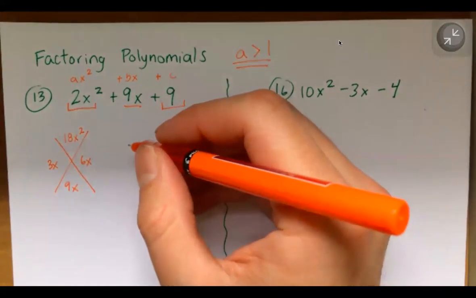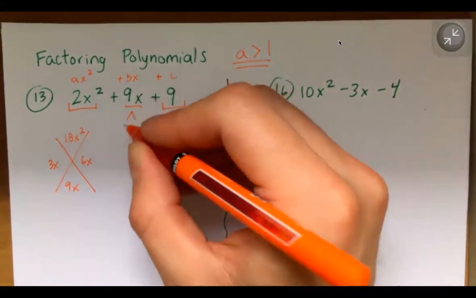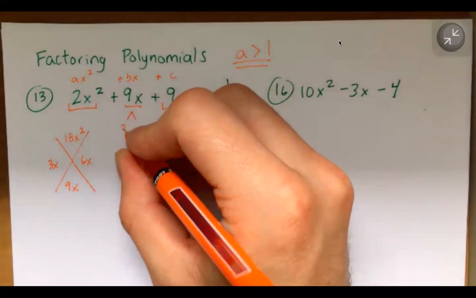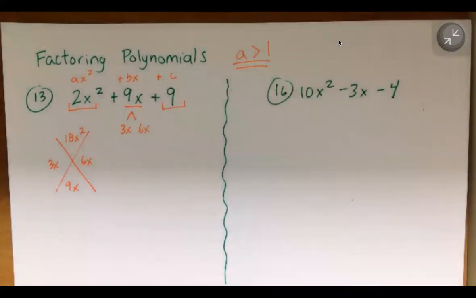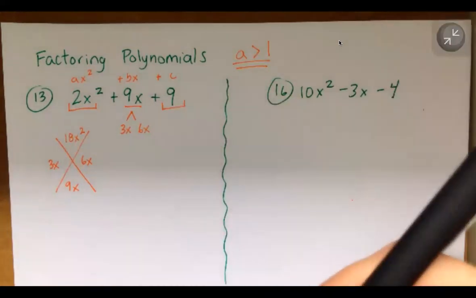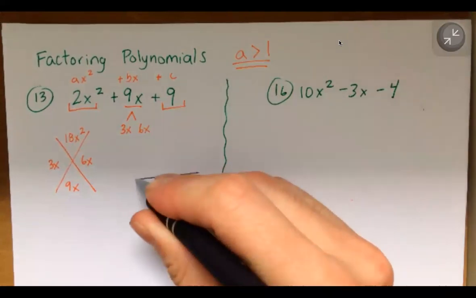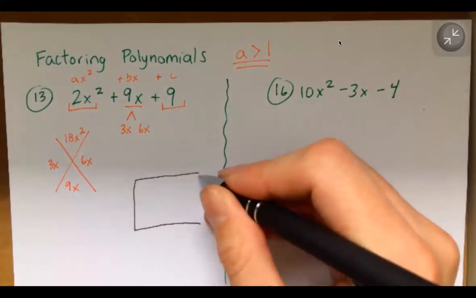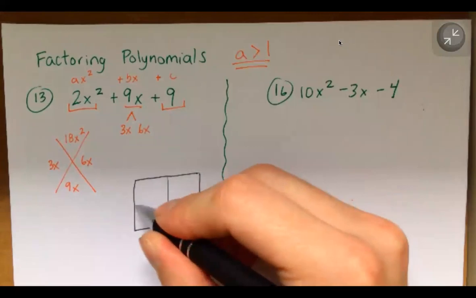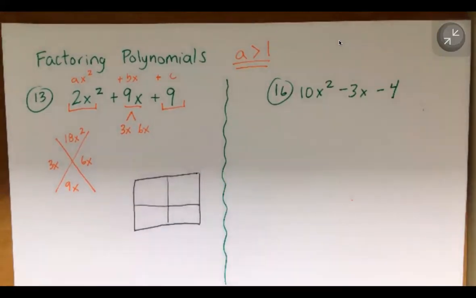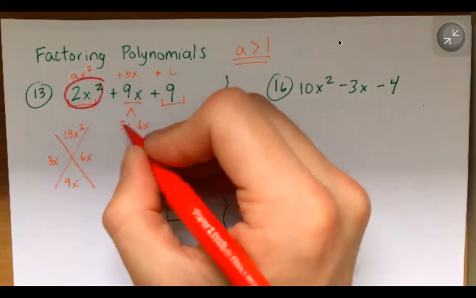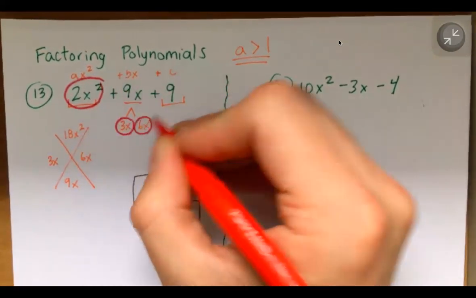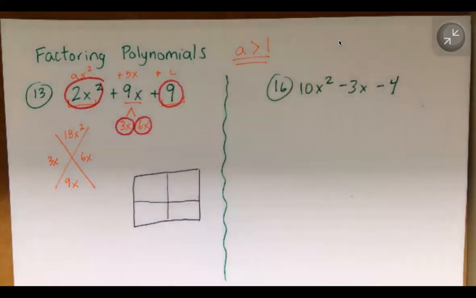The whole point of that is to divide this middle term, to split it. So we're going to split it as 3x and 6x. And that gives us 4 things that are going to go inside of our factoring box. So I'm going to go ahead and draw that out. Factoring box. And we have our 2x squared, our 3x, our 6x, and our 9. Those are the 4 things that are going to go in.